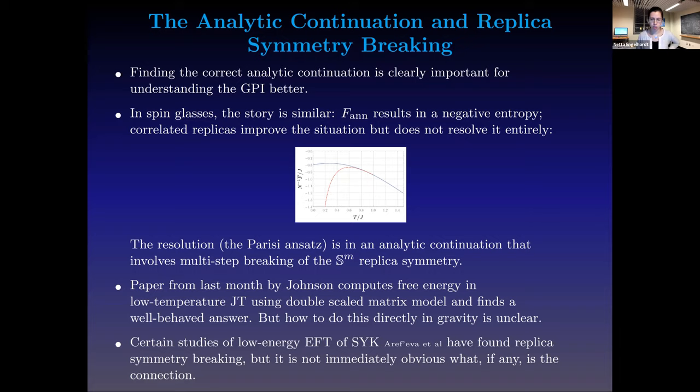Now, I want to give a shout out to a very interesting paper by Clifford Johnson from last month, in which he computes the free energy in low temperature JT gravity using a matrix model and what he calls, I think, a replica double scale limit. He finds that there is a well-behaved answer that is monotonic in temperature all the way to T equals zero. That's a fully non-perturbative analysis, but it is in the language of the matrix model. It seems to me that if we understood how that translates into the gravity picture to give us the correct analytic continuation, we would learn a lot about how we are supposed to think about this, where the correct analytic continuation comes from and what it means.